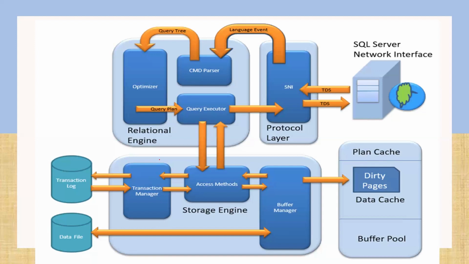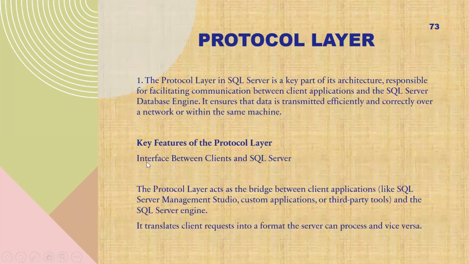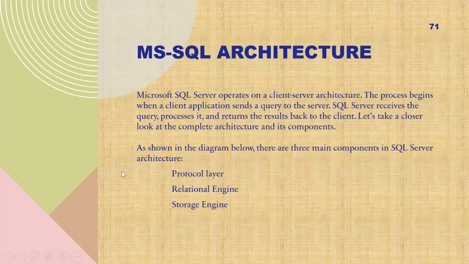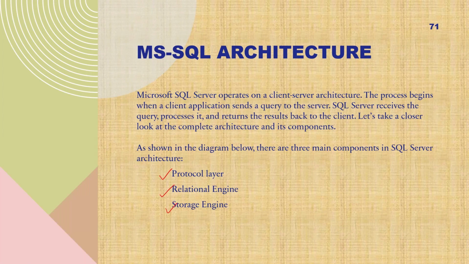SQL Server architecture is basically divided into three parts. We have three layers in the SQL Server architecture. The first one is the protocol layer, the second is the relational engine, and the third is the storage engine. Let's talk about each part step by step.